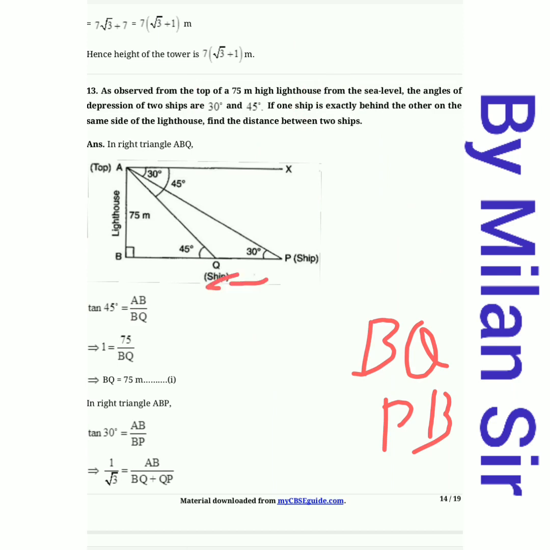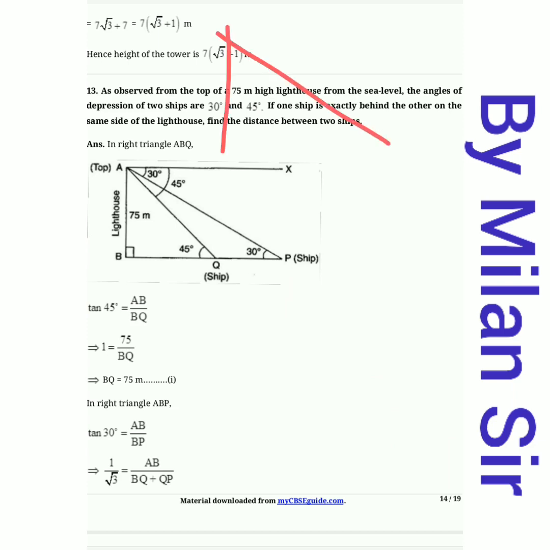Because how can we find PQ? If we subtract BQ from PB, then it's PQ, right? If we subtract this BQ from the whole PB, then we can find PQ. So PQ is equal to the whole side PB minus BQ. So we use this method here. So first of all, consider the first triangle.